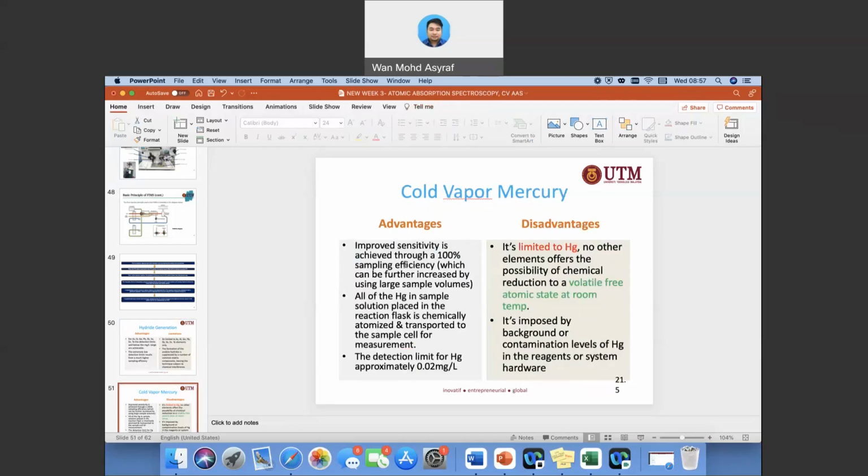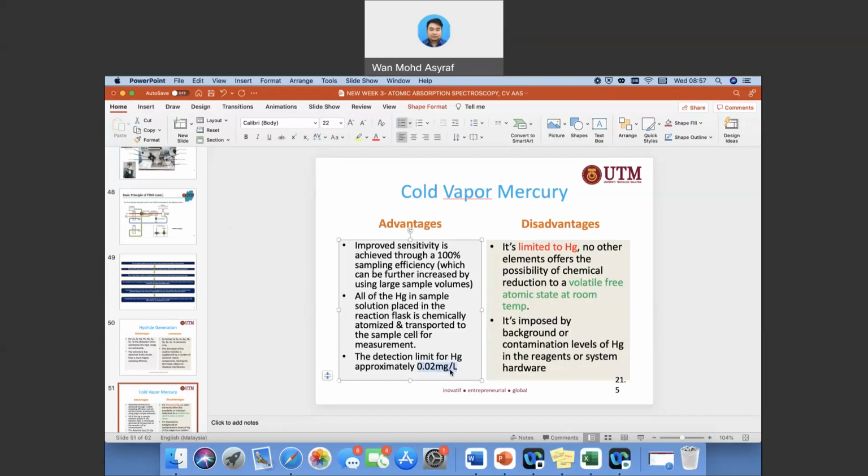So let's look at the cold vapor. The advantage of cold vapor is improved sensitivity with 100% sampling efficiency. All of the Hg in a sample solution is placed in a reaction flask, chemically atomized, and transported onto the sample cell for measurement. The detection limit is approximately 0.02 ppm.